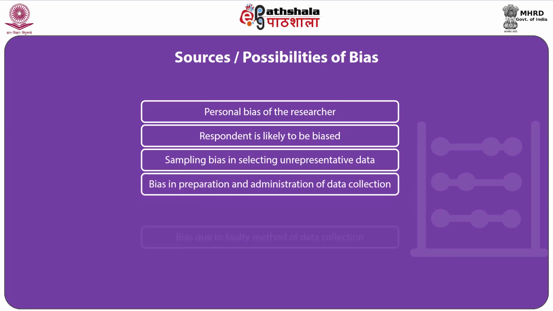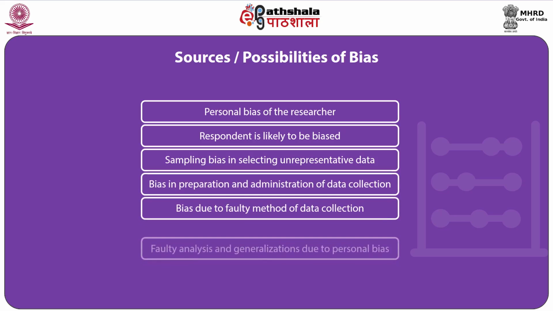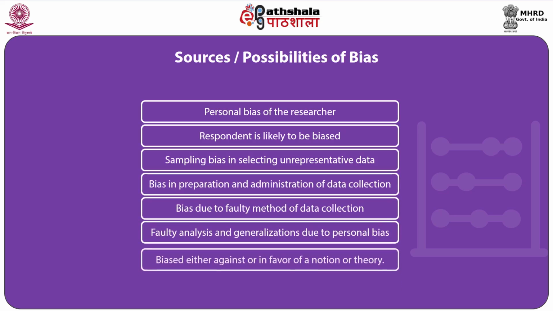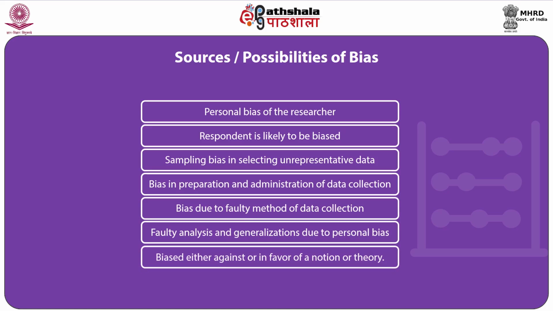Personal bias of the researcher in approaching the problem is the main one. Next, the respondent is likely to be biased in providing information. Thirdly, sampling bias in selecting unrepresentative data. Then bias in preparation and administration of the data collection instrument, like preparation of a questionnaire or interview schedule, and bias due to faulty methods of data collection, or the data itself may be biased. At times, faulty analysis and generalizations due to personal bias are also likely to occur, and the aptitude of the researcher may be biased either against or in favor of a notion or a theory.